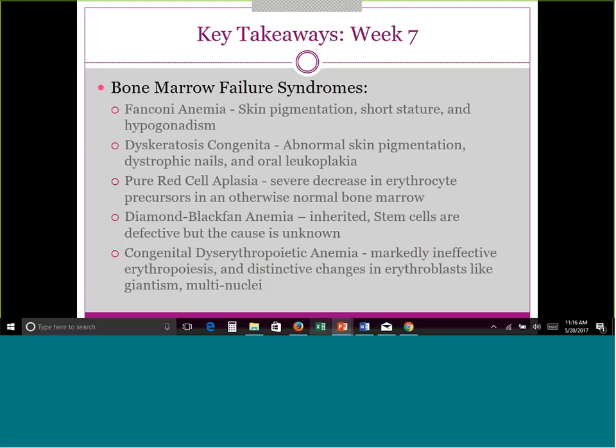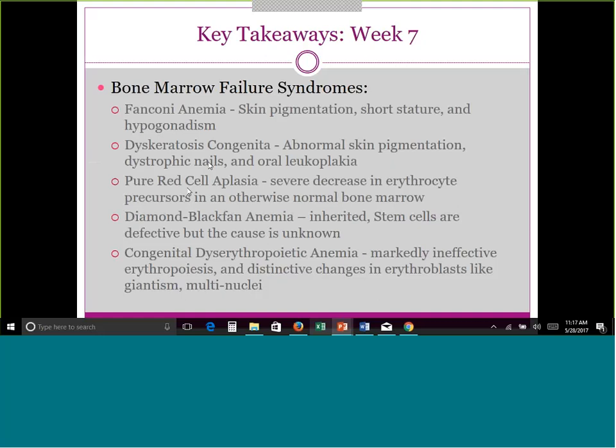Dyskeratosis congenita involves abnormal skin pigmentation, dystrophic nails, and oral leukoplakia. The way that I remember this one is I remember the kera in dyskeratosis is referring to keratin, and I remember the keratin is in our nails. So that's kind of how I remember this one. So I do need you to be able to type that one out in the essay box.